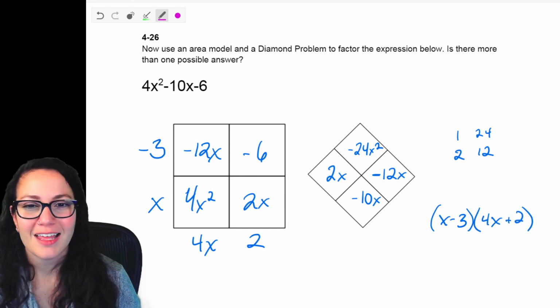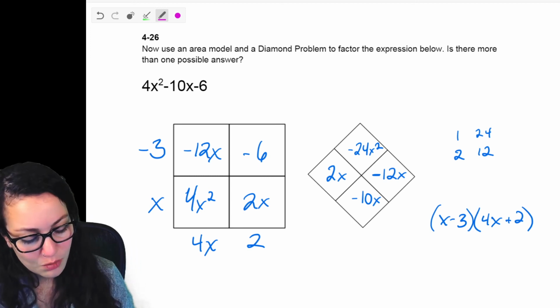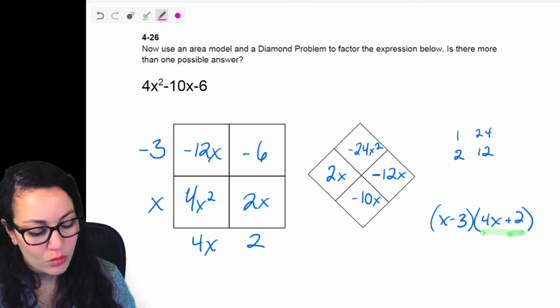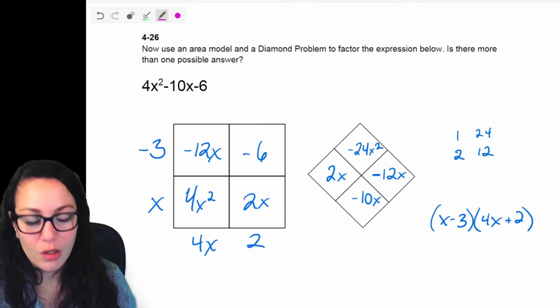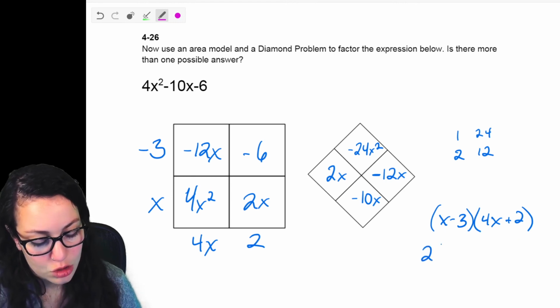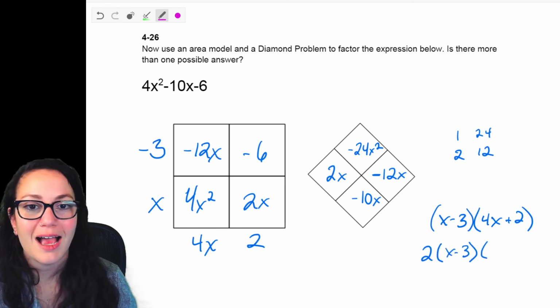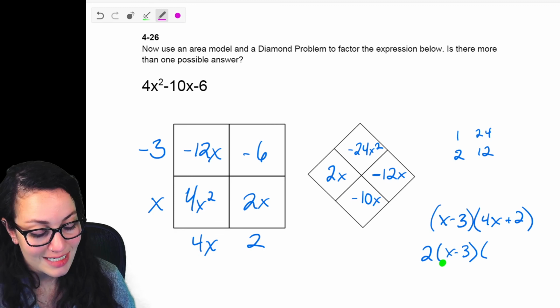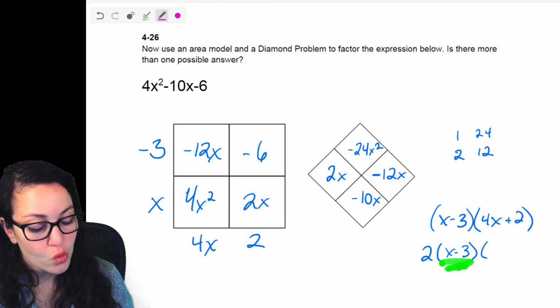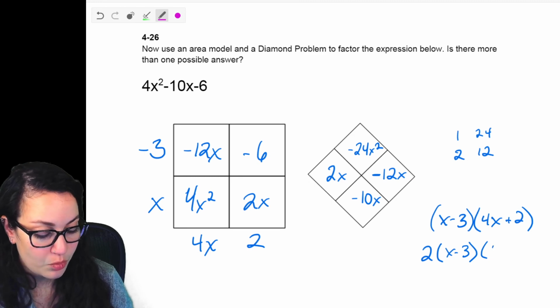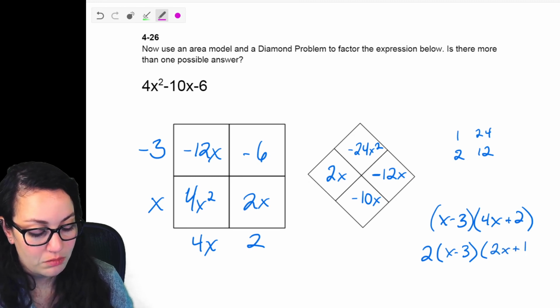But I noticed that these are both even. So I could actually take out a 2 from that. And the way I would write that is I would take a 2 on the outside and then write the rest of my terms. The x minus 3 stays the same. But the 4x plus 2, we're going to divide each of those terms by 2. So I end up with 2x plus 1.